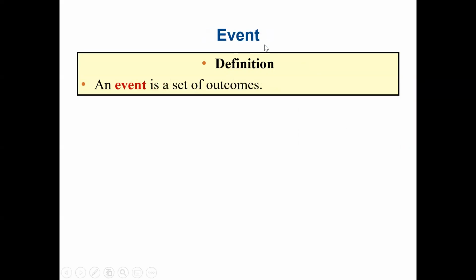Next is an event. So an event will be a set of outcomes. So an event is a set of outcomes. And one event is tossing a coin. The outcome of it is either the head or the tail.